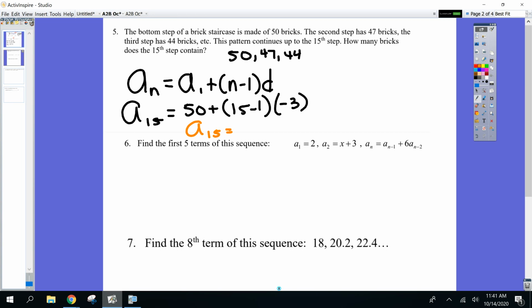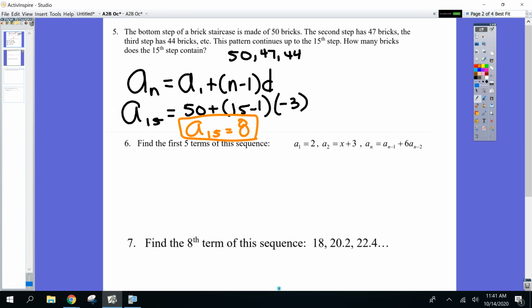Is it 8? Why am I asking you? Yes, Will. Three out of the four in here agreed. That's all I need. All right, 8. Everyone okay using this formula to find any term in an arithmetic sequence now?